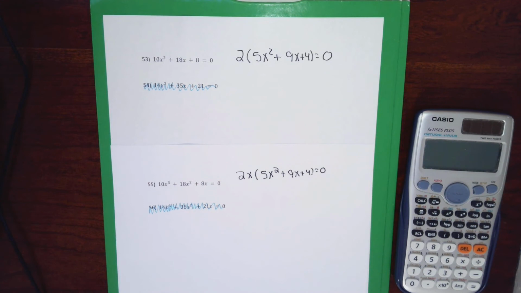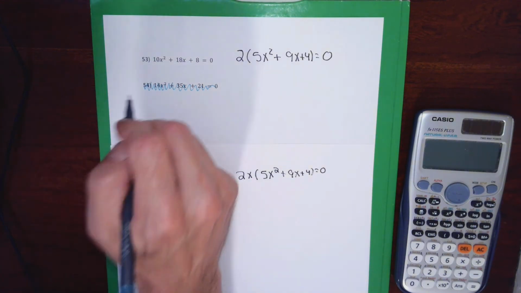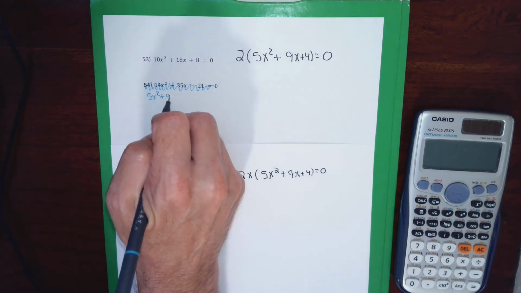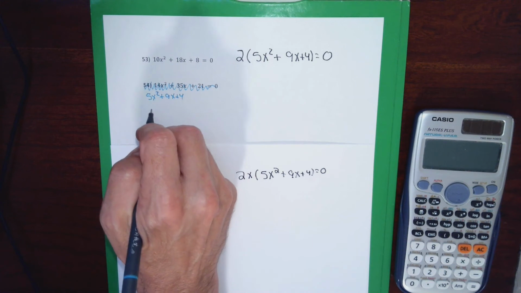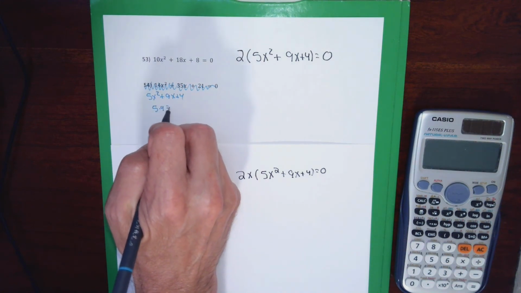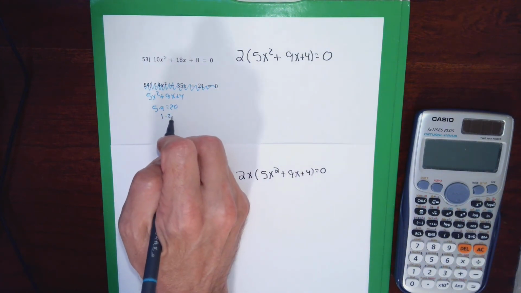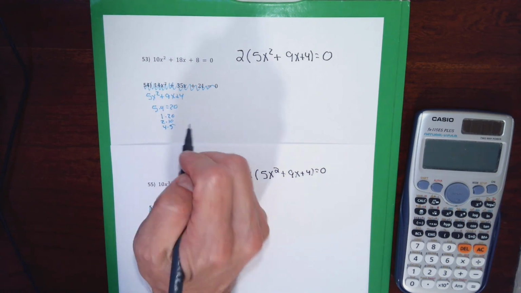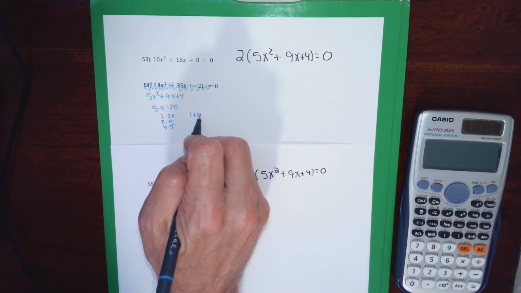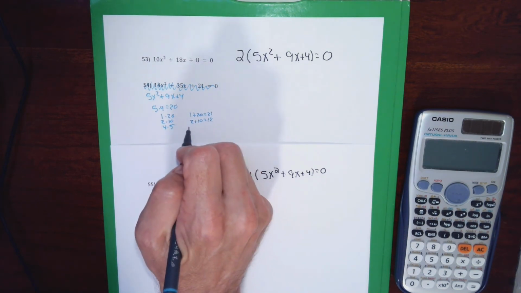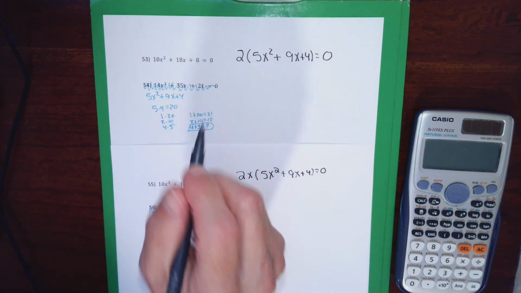Because both of them, after you pull out the common factor, I need to factor the 5x squared plus 9x plus 4. How am I going to do that? I'm going to multiply the 5 and 4 and get 20. Write down the plus factors of 20, which are 1 and 20, 2 and 10, 4 and 5, add them. 1 plus 20 equals 21. 2 plus 10 equals 12. 4 plus 5 equals 9. So the 4 and 5 I'm going to need.